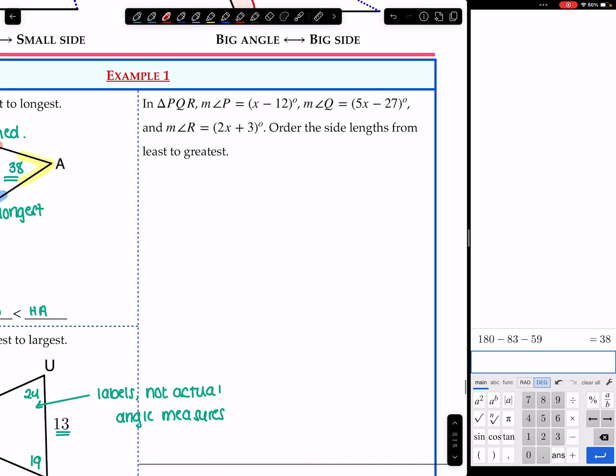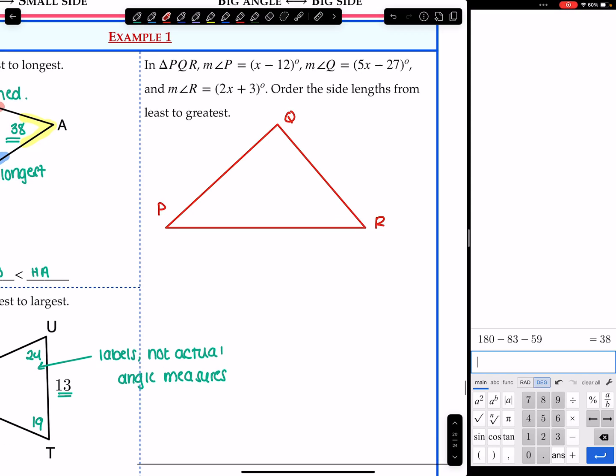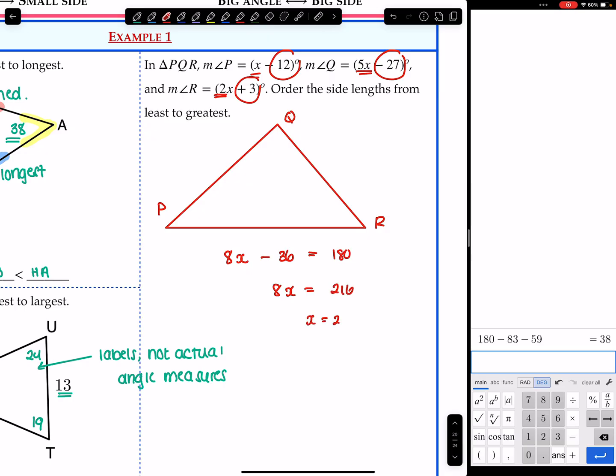Oh no, a word problem. What will I ever do? Draw a picture. So here's P, here's Q, here's R. We have three angles, so I might as well just combine like terms up here. That's 8x. Minus 12, minus 27 is negative 39, plus 3 is minus 36. 8x here equals, oh, I'm sorry, I did that way too fast. 180. So now 8x equals 216, and so x turns out to equal 27.